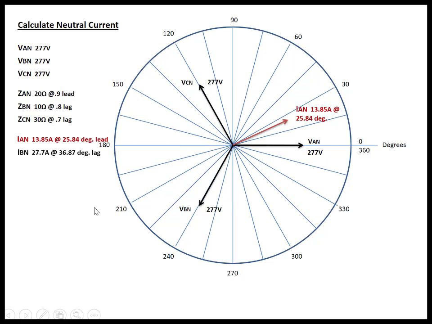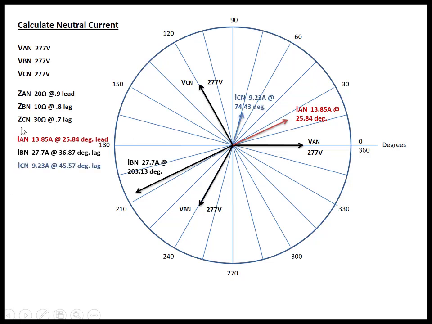In phase B, 277 volts divided by 10 ohms gives us 27.7 amps. At a 0.8 lag, inverse cos 0.8 gives us an angle of 36.87 degrees. So for phase B, the voltage for phase B is at 240 degrees. And the current for phase B will lag the voltage by 36.87 degrees. So 240 minus 36.87, 203.13 degrees is where phase B current is at on our phasor diagram.